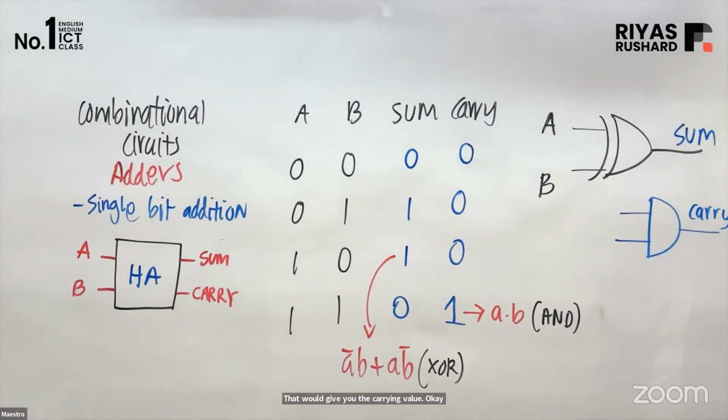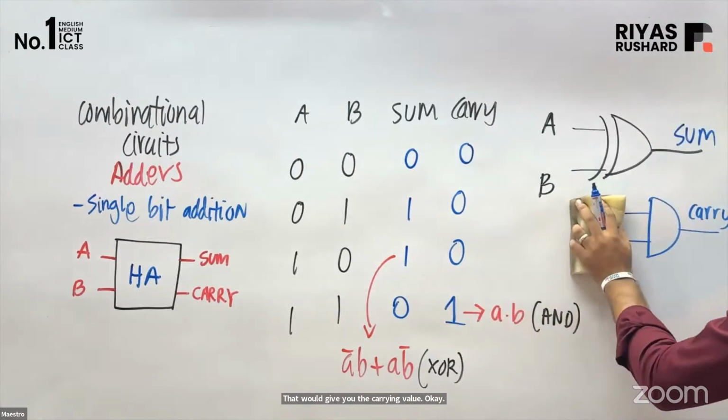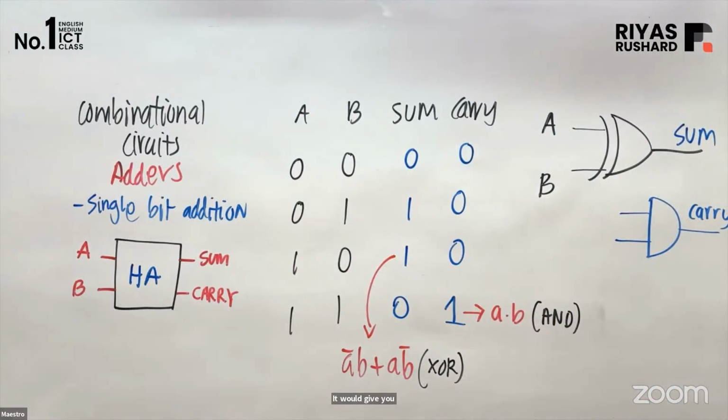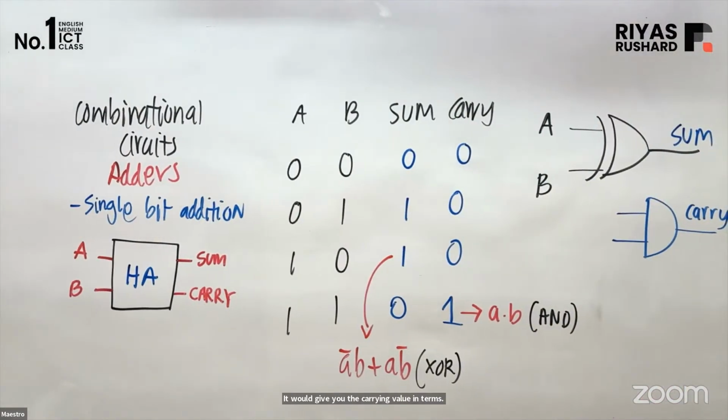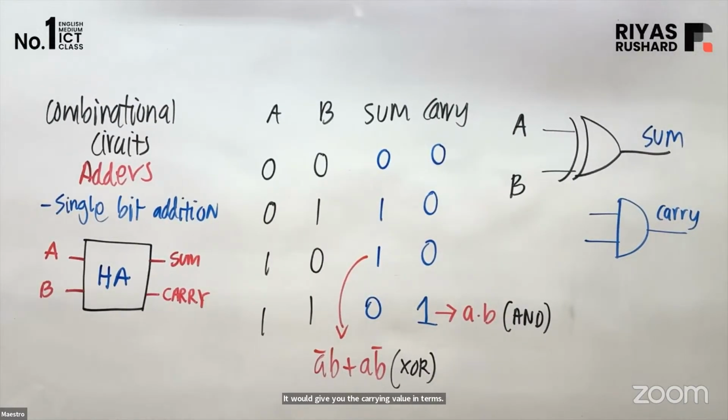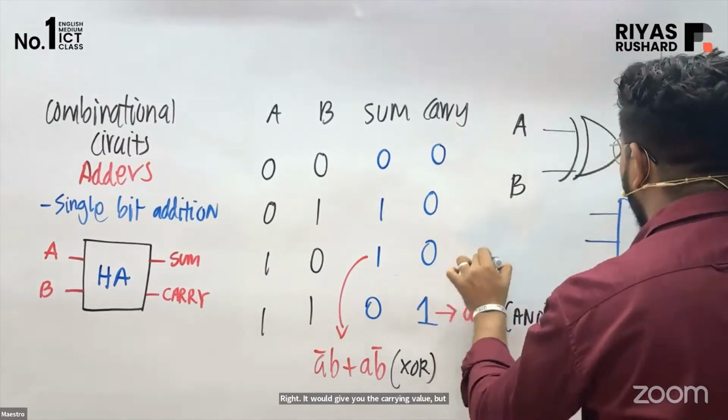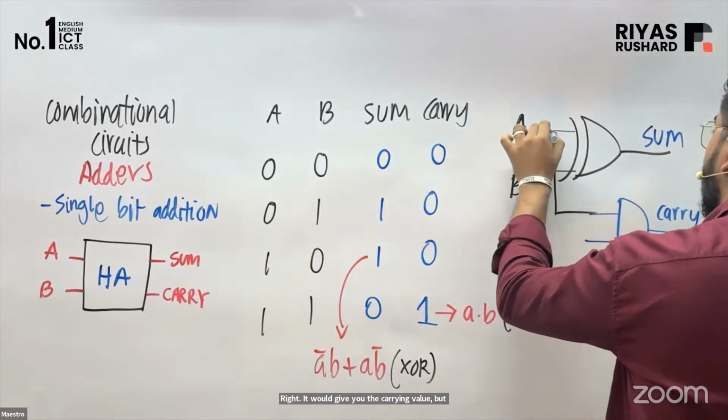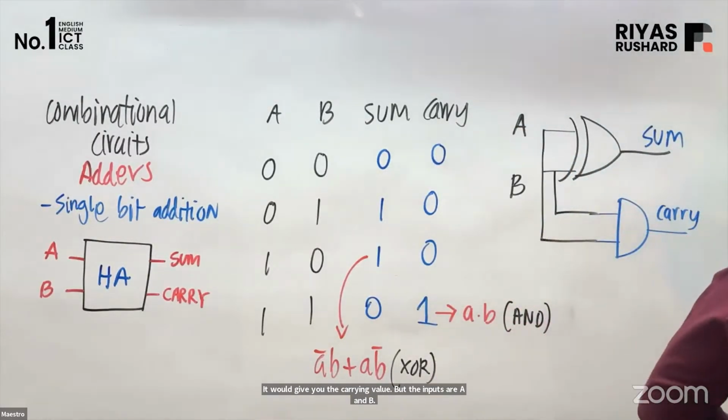Okay, it would give you the carrying value in terms. Right? It would give you the carrying value, but the inputs are A and B. One is A and one is B.